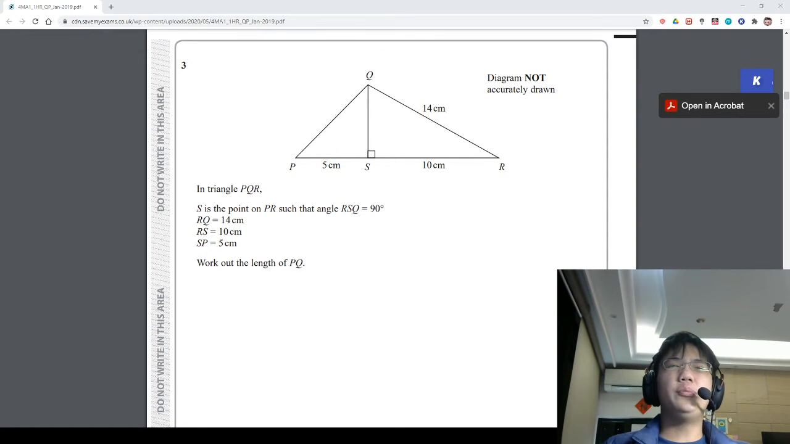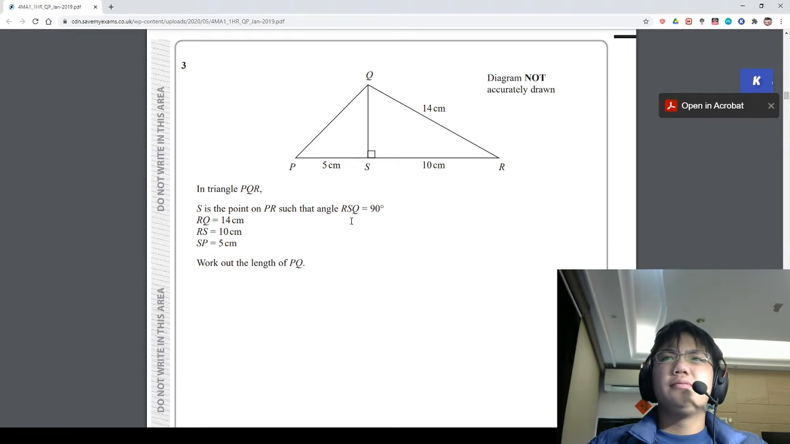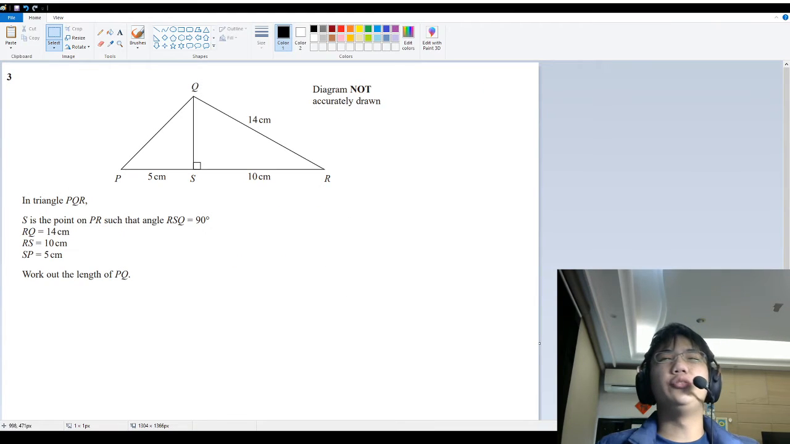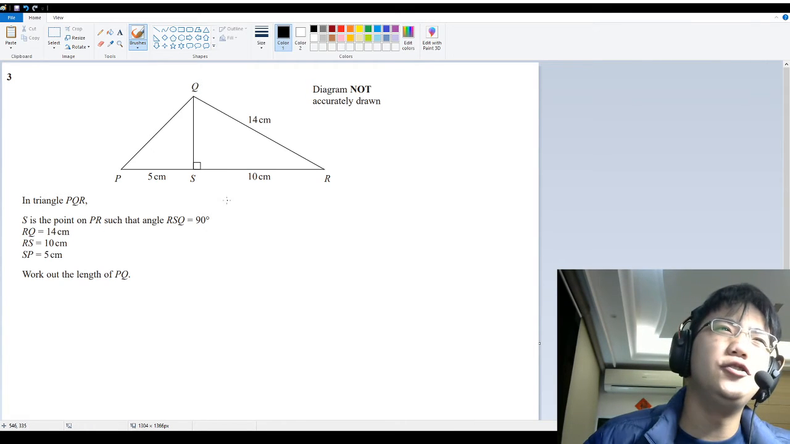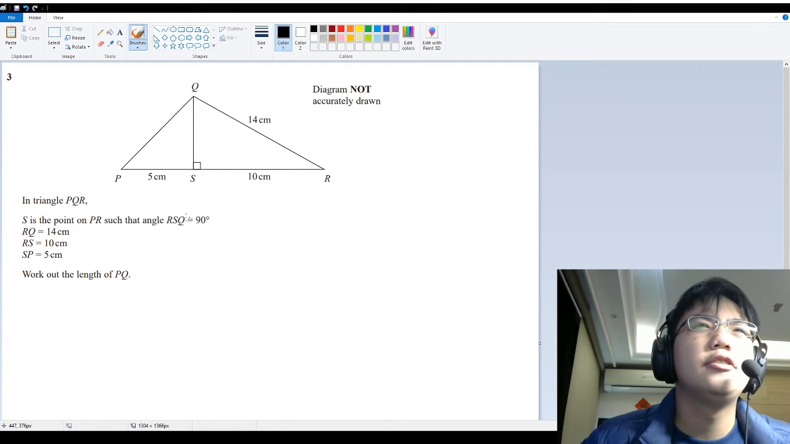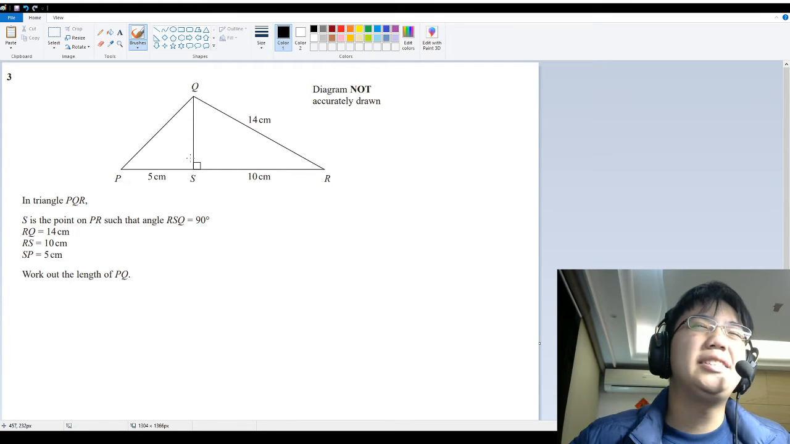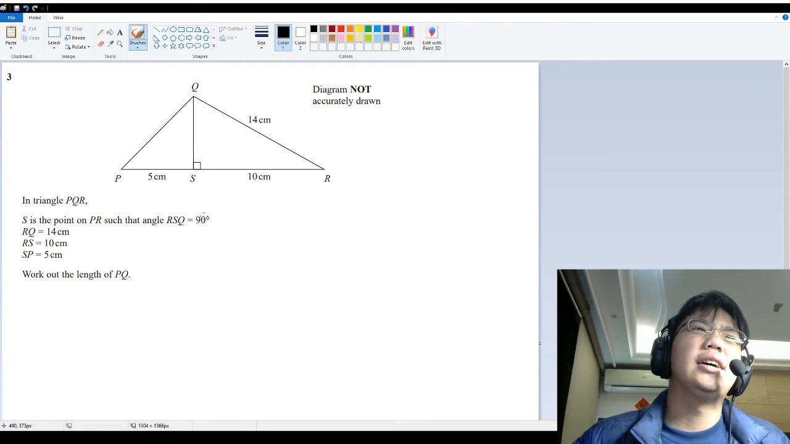So here we have a geometry question that will require a bit more solving. But this question does not require any sort of trigonometry, so this question is relatively easy compared to other geometry questions, as we have basically two right angle triangles stacked next to each other, which allows us to apply the Pythagorean theorem on this triangle.